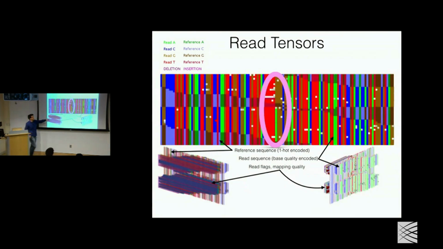Okay, so quick quiz. Now that we're so good at looking at variants, what kind of variant are we looking at here? It's circled.